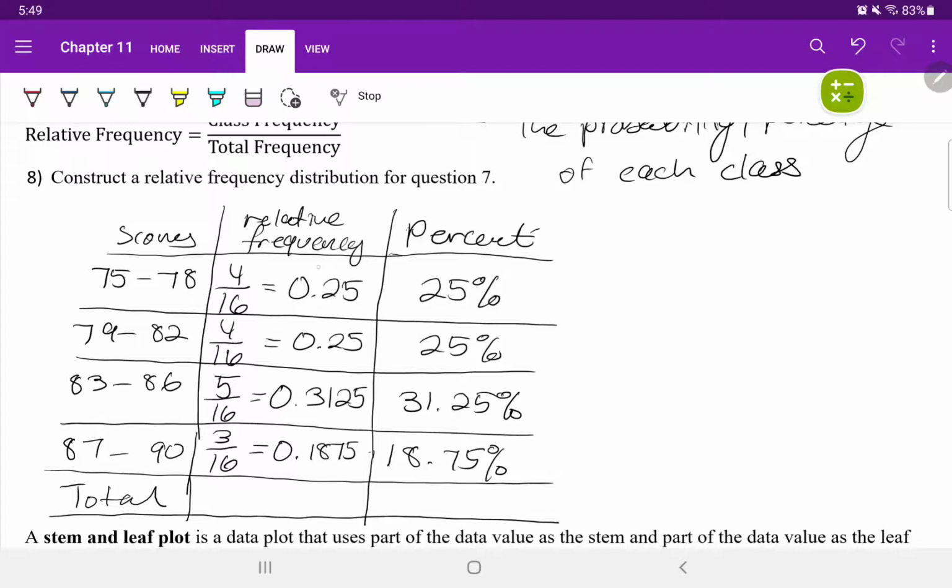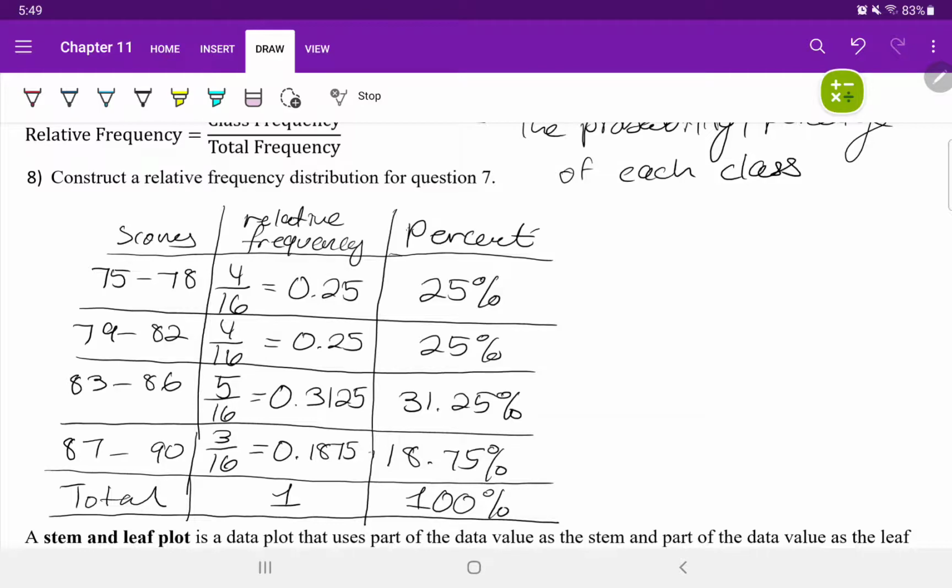The total of my relative frequencies, when you add that together, is equal to 1. Remember, when it comes to probability, the total probability for all outcomes in a sample space for your probability experiment must be 1. And when you add all the percentages, you get 100%. Sometimes you can receive 0.99. Sometimes you can receive 1.01. That is because of your rounding.